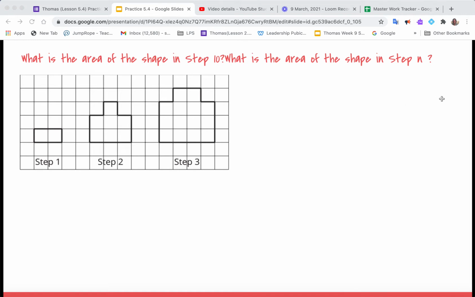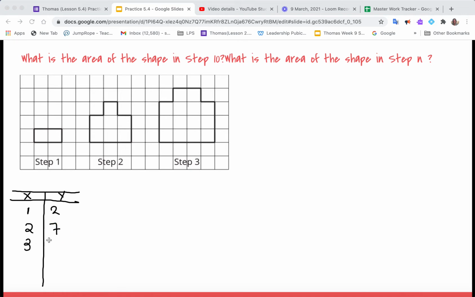So I am going to start by just establishing a t-chart where our x represents the step number and our y represents the area of the shape. So for step 1, we have 2 squares in it, so that's an area of 2. For step 2, we have 7 squares.